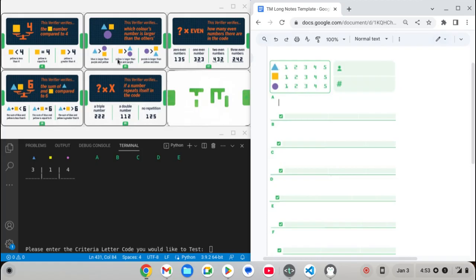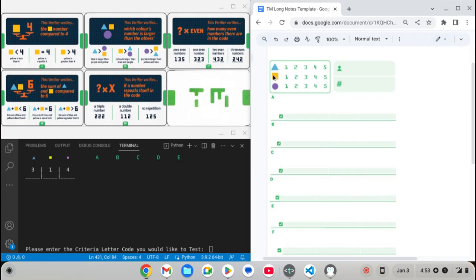Criteria card B will take a look at our 3 digits, triangle, square, and circle, and the Turing Machine will let us know which one is the absolute largest. Should triangle be the largest? Should square be the largest? Or should circle be the largest? Criteria card C will take a look at the 3-digit solution, and the Turing Machine will let us know how many evens there are. Are there no evens? Is there a single even? Perhaps 2, maybe even all 3 are even.